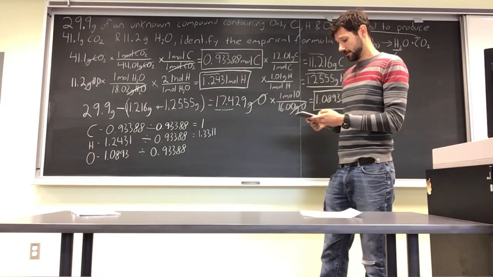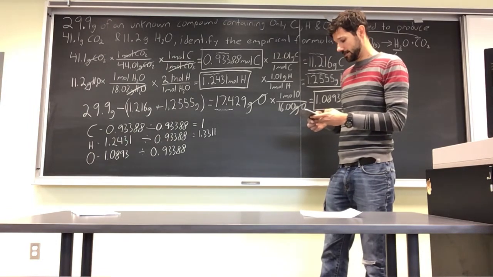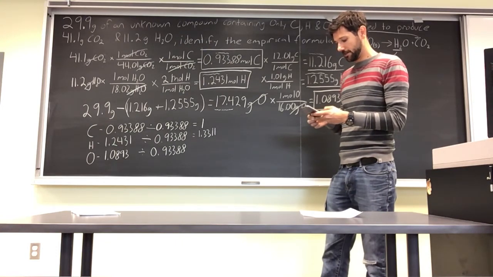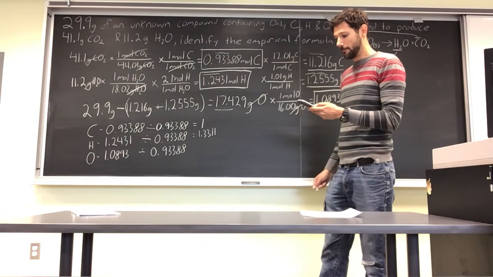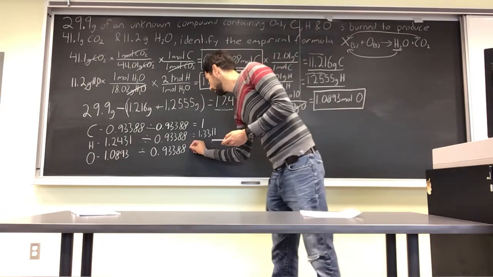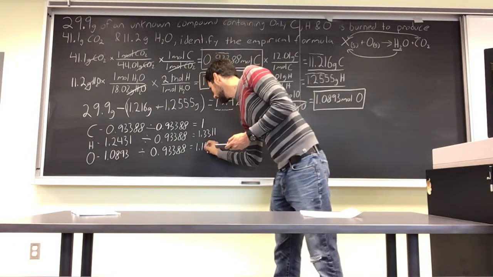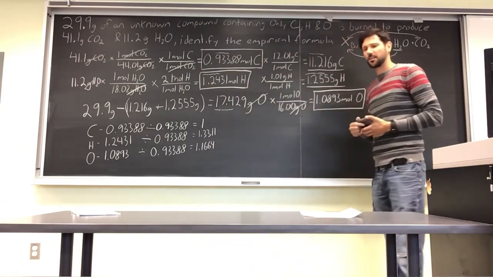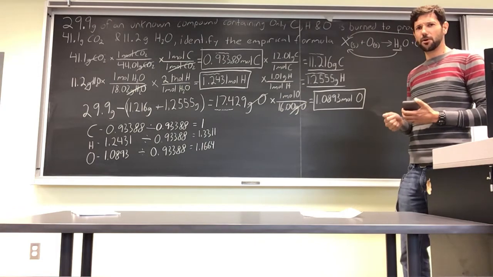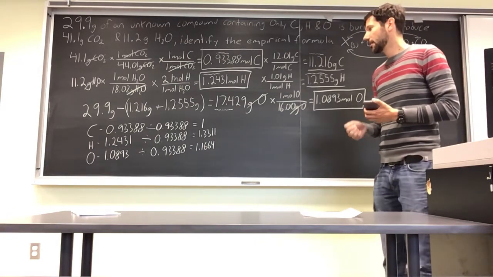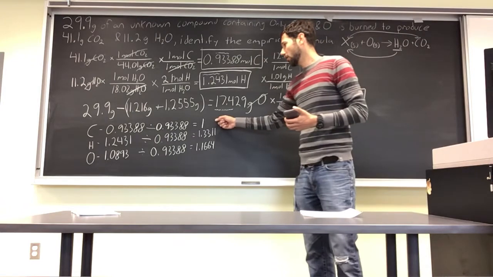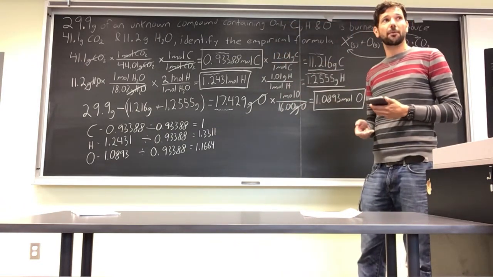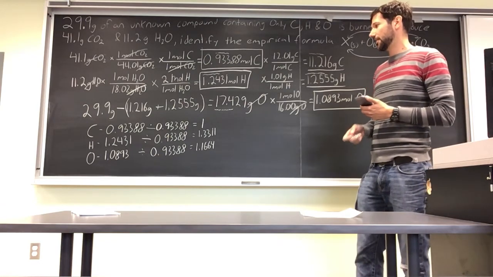And then for oxygen, 1.0893 divided by 0.93388, and I got 1.1664. And that's moles of oxygen. So this part is possibly the most difficult part to figure out here. What I want to do is multiply all three of these numbers so that they work out to be about whole numbers. And I have to multiply them all by the same thing.